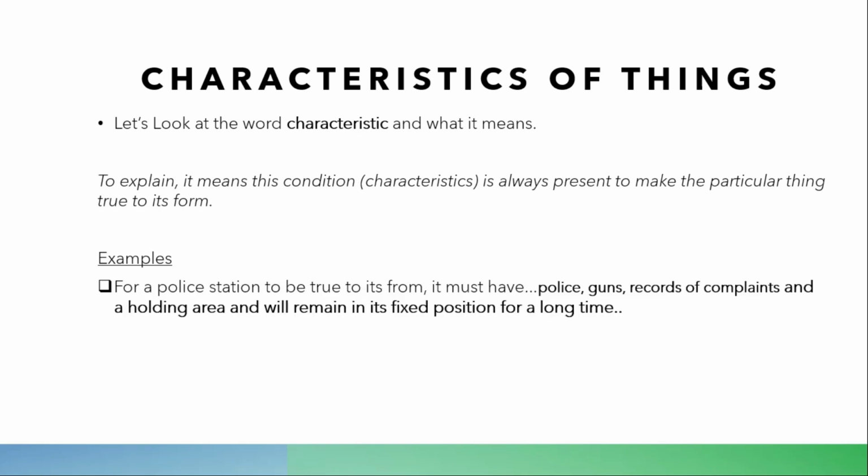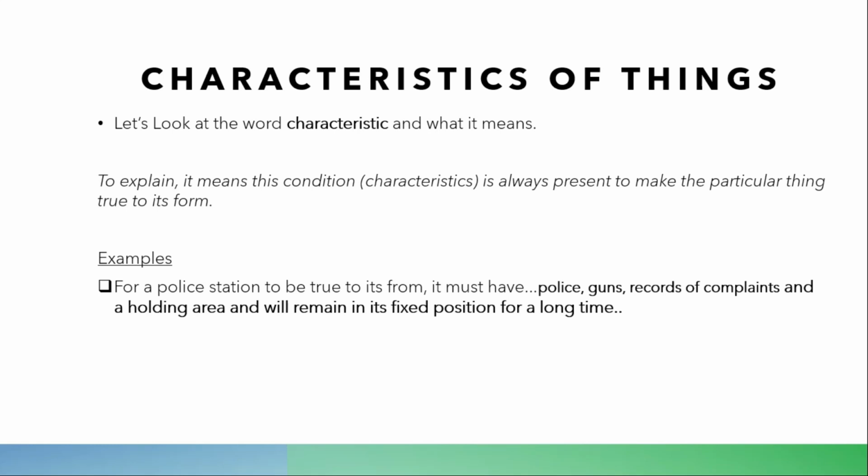So let's look at this example. For a police station to be true to its form, it must have a number of things. And you will agree with me, if it's a police station, it's going to have police, it's going to have guns, it's going to have records of complaints, it's going to have a holding area, and will remain in its fixed position for a long time.